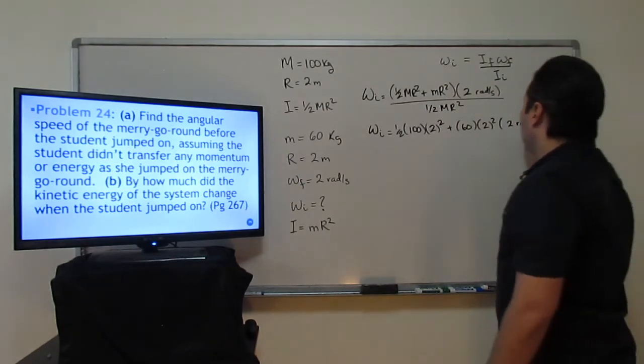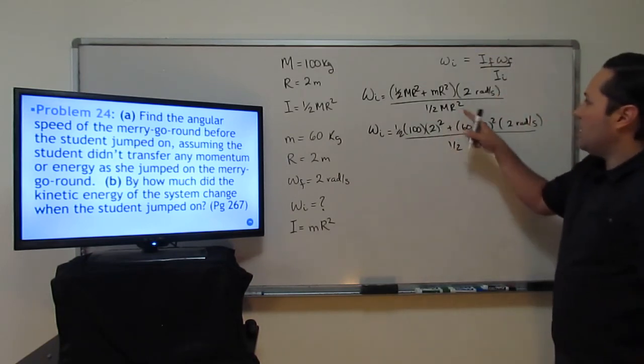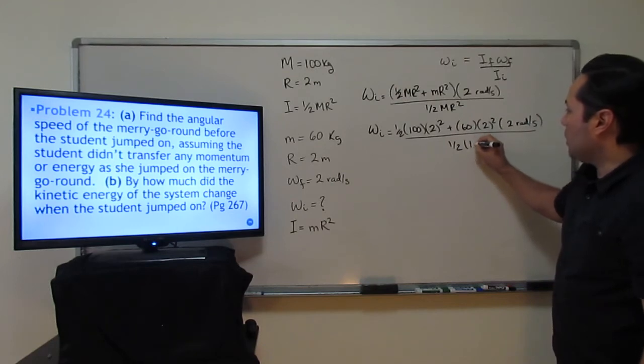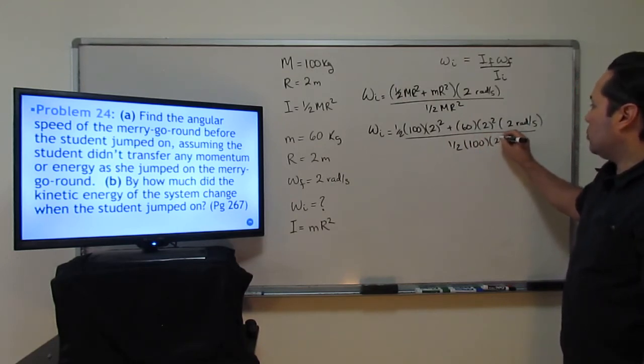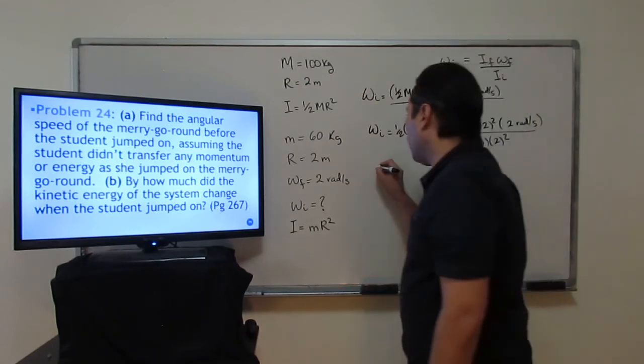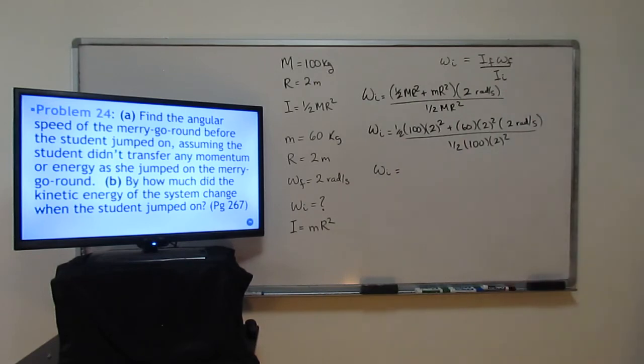squared. All right, all of this is going to be divided by 1/2 mr squared. So that is just the disk that they're spinning on the merry-go-round, 2 squared. All right, so that's going to be our setup. We're going to plug everything we've got into our calculators and solve.